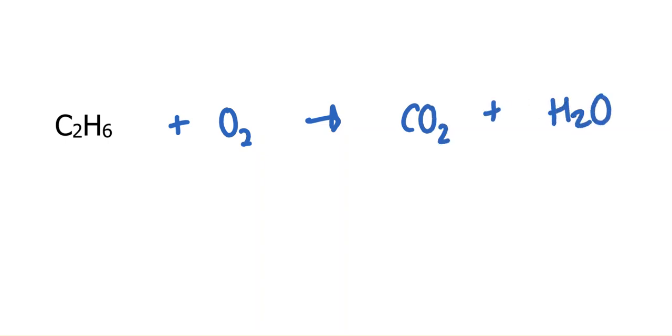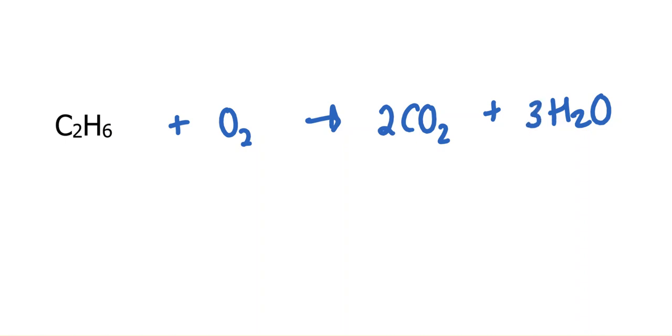Again, if this is combustion, then the other reactant is oxygen, O2. The two products are CO2 and water. Start by balancing carbon. Save oxygen for last, always. Let's just start with carbon. We'll put a 2 here. And then for the hydrogen, we have 6, so to get 6 out of this, we need a 3.